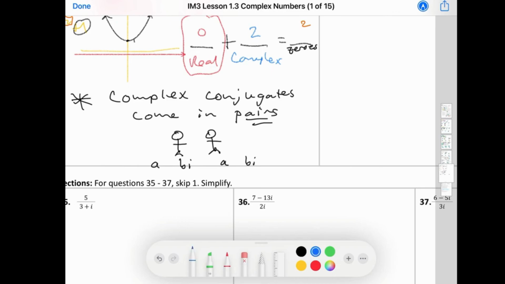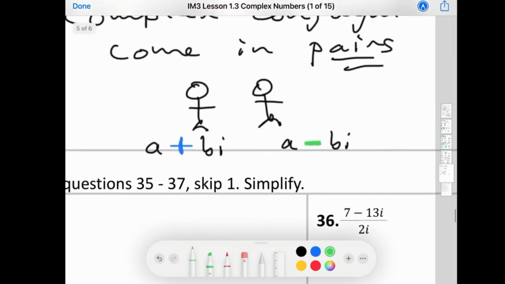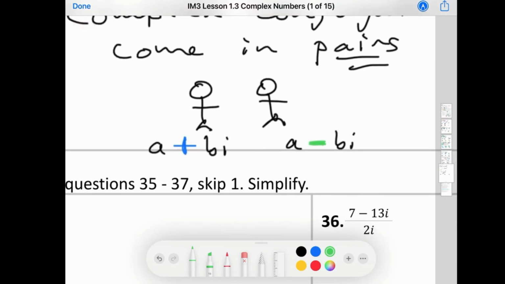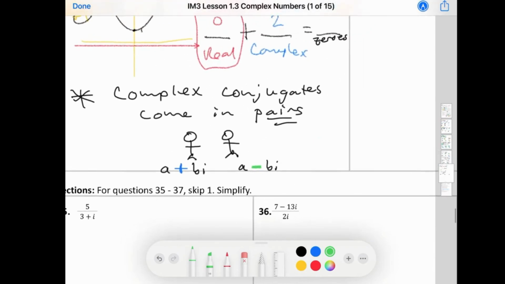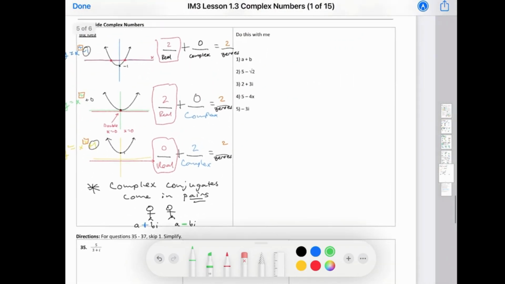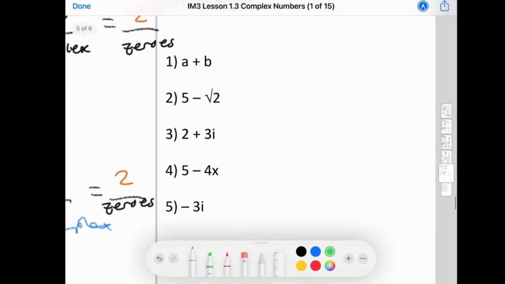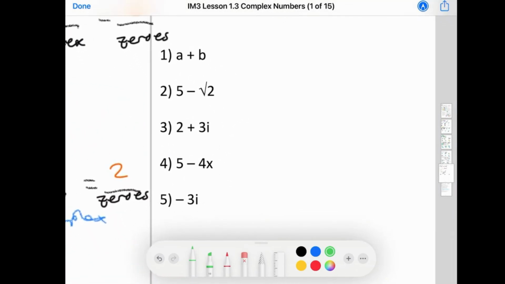Okay, what is the conjugate? Well, if this is a plus, that means this one's going to be a minus. That's it. You just changed the math operation. So if it tells you a minus bi, then the conjugate is a plus bi. If they give you a plus, you change it to a minus. Okay? That's it. So let's go ahead and try these really quickly, and then we're going to do a more advanced problem.